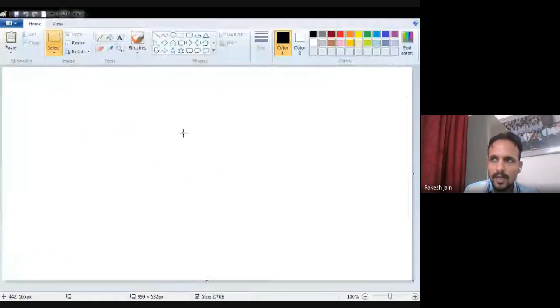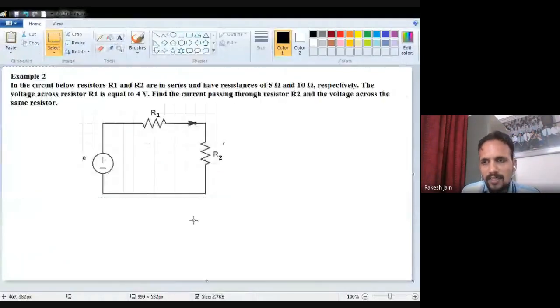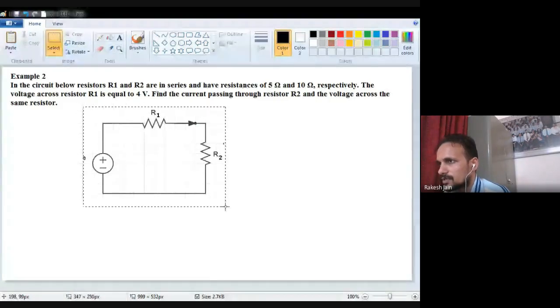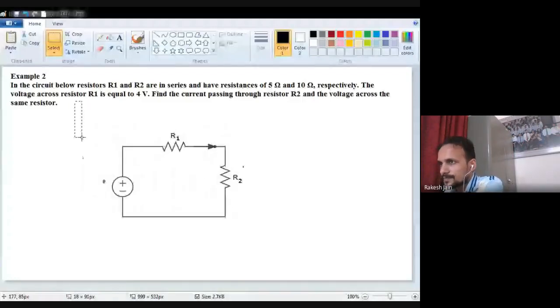See very carefully. It is given in the question that in this circuit, two resistors are there, R1 and R2. They are in series. Even if it is not written that they are in series, we know that these two resistors are in series because one point of R1 and R2 is connected with each other. So two resistances are in series, and they have the resistance of 5 ohm and 10 ohm respectively. Okay, I just move this diagram here. Now you see this one very clearly.